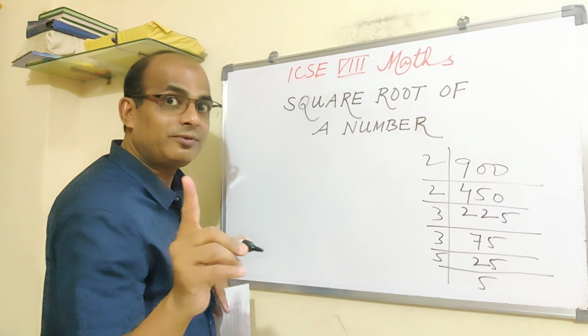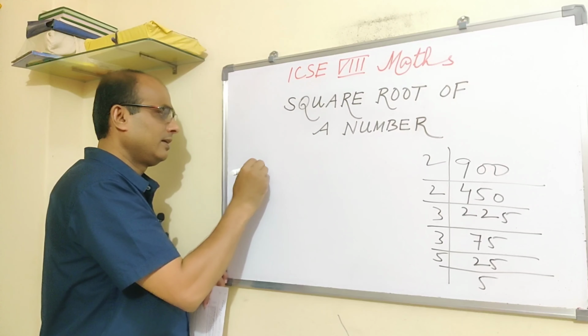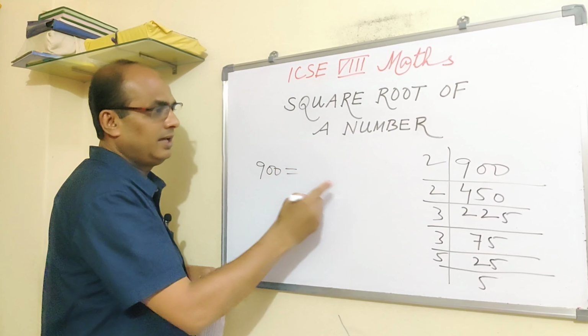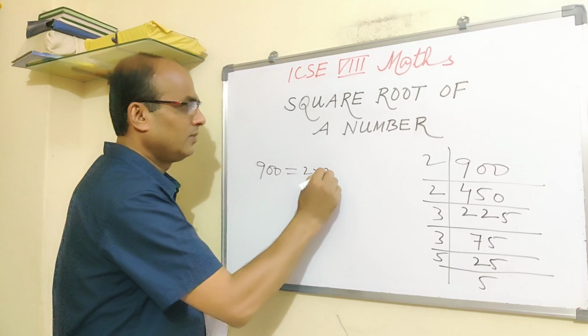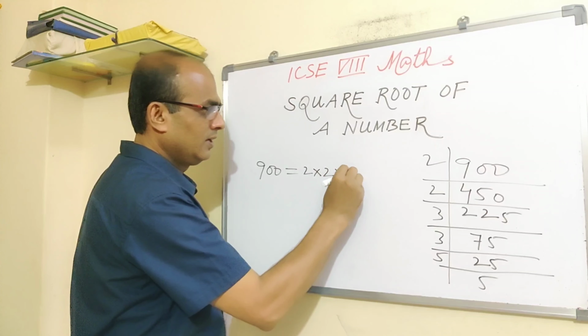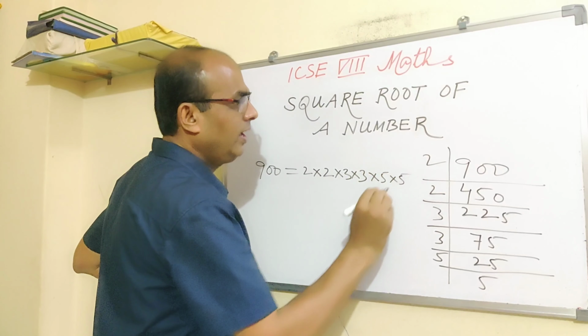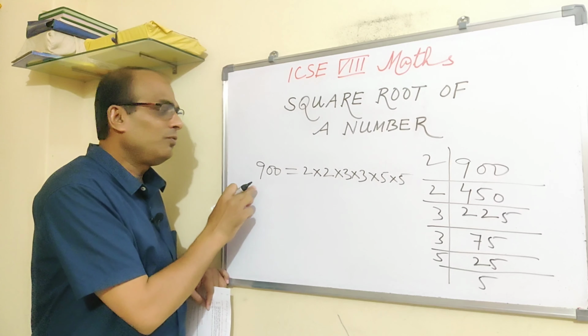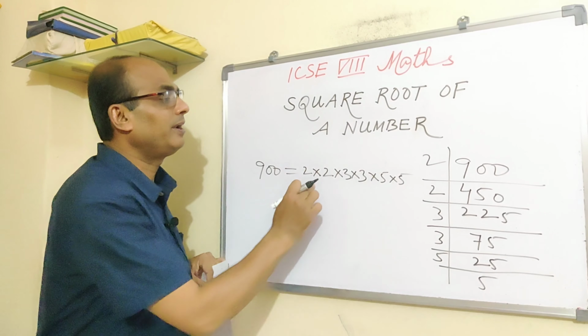Alright, so this is the first step, no? You saw on the screen, the first step was to express the given number as the product of prime factors. So we are expressing the given number as the product of the prime factors. So that is 2 2 3 3 5 5. This is the first step. We are expressing the given number as the product of prime factors.